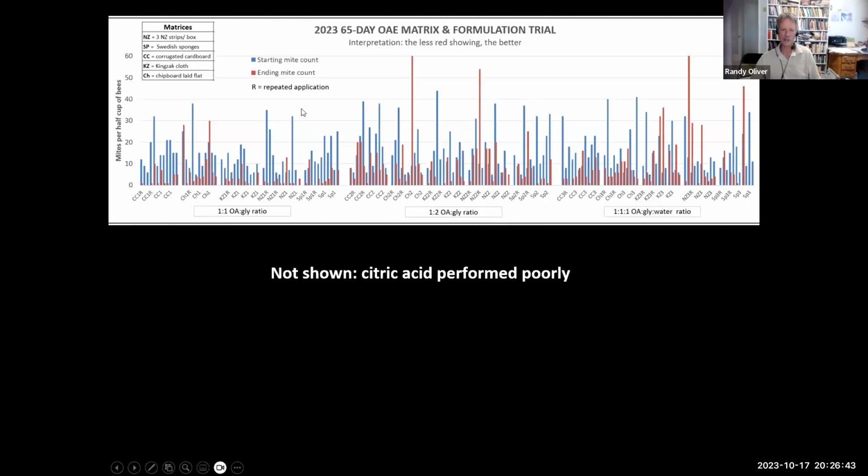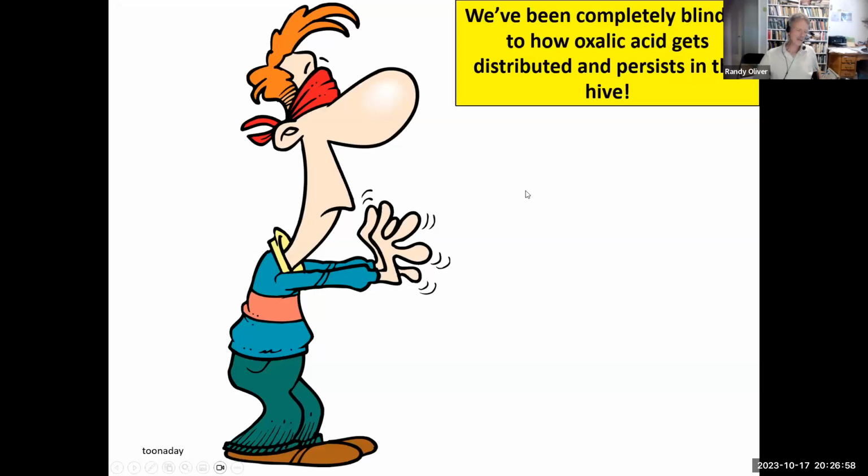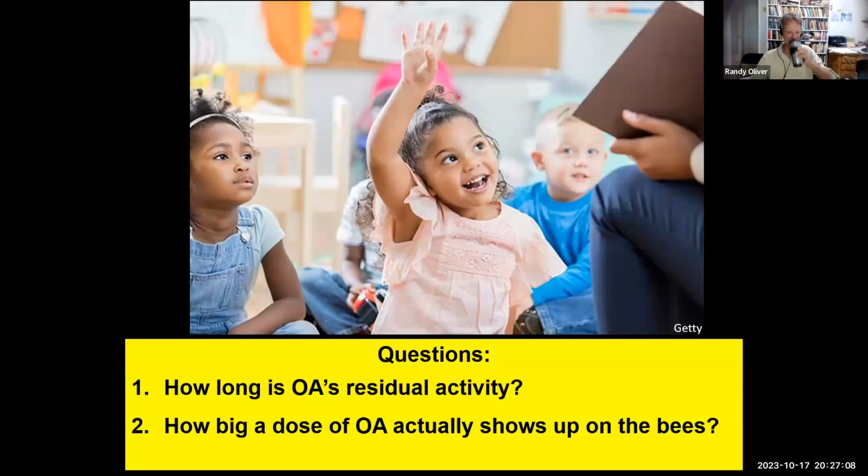What I'm not showing you here, we also tested citric acid on sponges, and the results were pretty poor. So I'm not giving up citric acid, but the results were not that promising. Now, here's the thing. We're doing all these treatments. We've used citric oxalic acid for 3 decades. We've been completely blind on what it does inside the colony. So if this is extended release, you question how long do you acidify your hives? Does it keep building up? And how big a dose actually shows up in the bees?